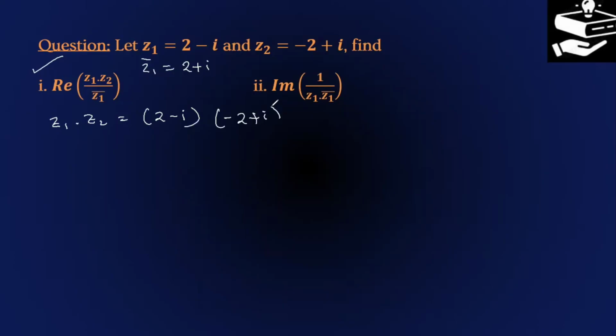minus 2 plus i. If I solve this, 2 times minus 2 will give you minus 4. 2 times i will give you 2i. Minus i times minus 2 will give you plus 2i. And minus i times plus i will give you minus i square. Now minus i square is plus 1, right? Because i square is minus 1. So minus of minus 1 will give you plus 1. So minus 4 plus 1 will give you minus 3.